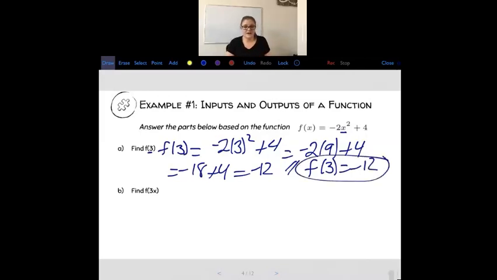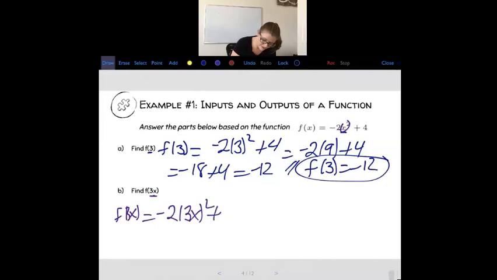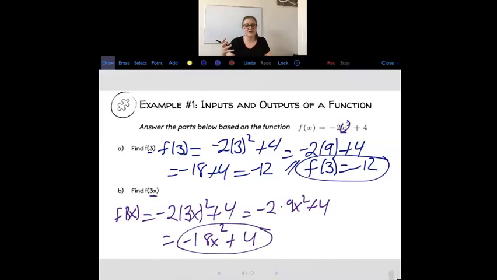Now sometimes your inputs aren't always numbers. Sometimes, like in example B, they could be variables. In this case, we'd be plugging 3x in for every x that we see in the function. So what this looks like is f of 3x equals negative 2 times 3x squared plus 4, and then you simplify based on order of operations. So this is negative 2, 3x squared is 9x squared, and this becomes negative 18x squared plus 4. Okay, so you input 3x, and you got out negative 18x squared plus 4.